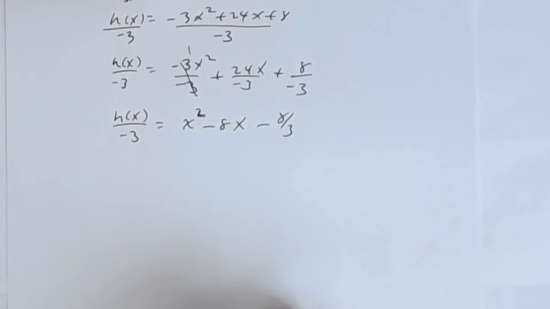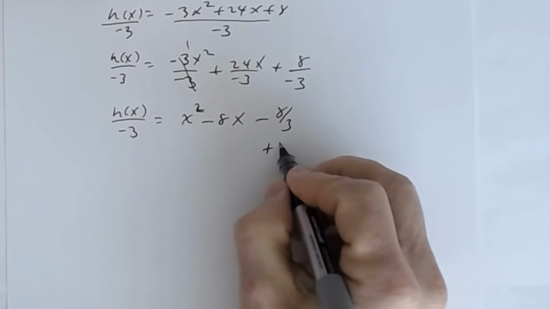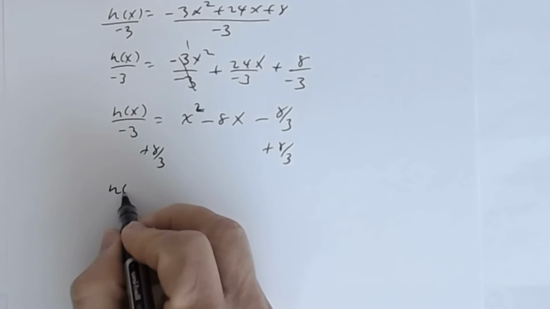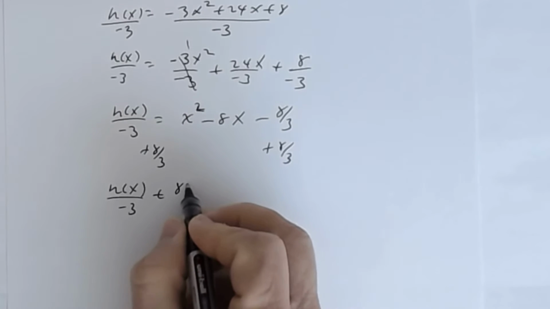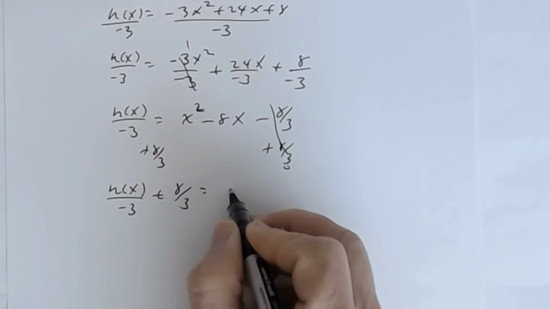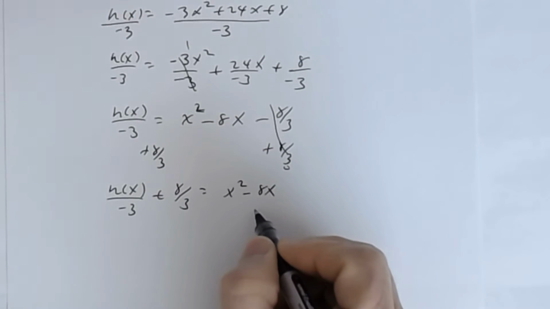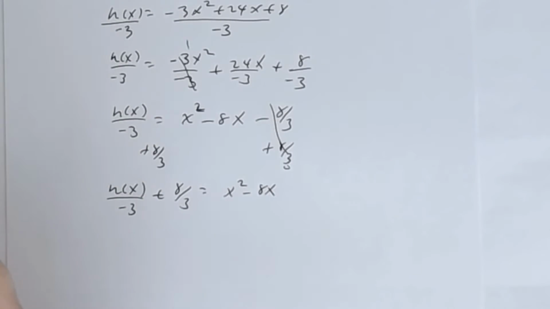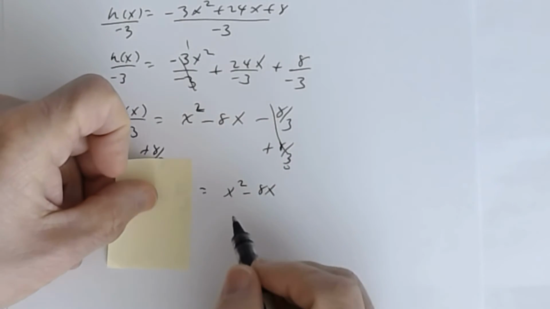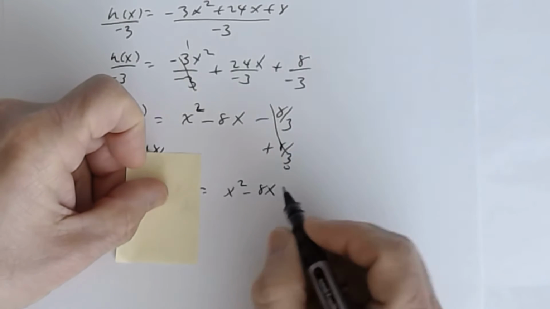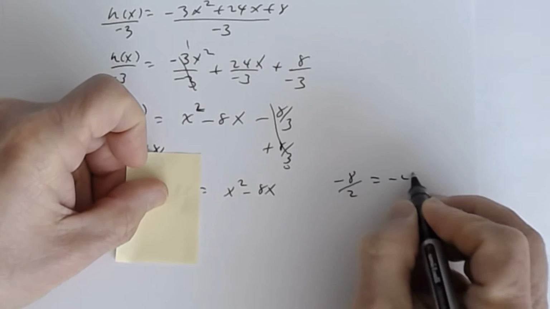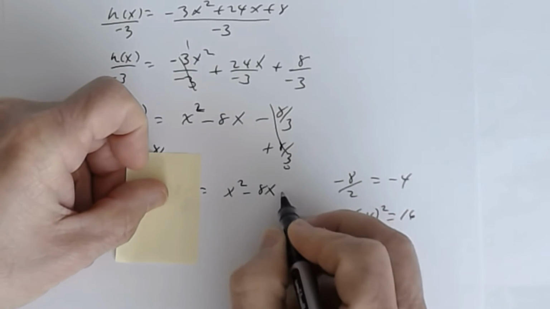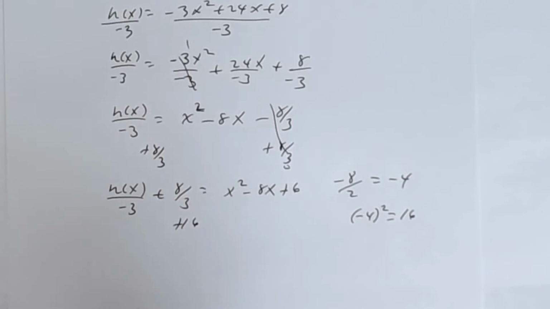Now I'm going to add 8/3 to both sides, so I bring the constant to the other side. So I get h of x divided by negative 3 plus 8/3 equals, this is 0, x squared minus 8x. Now I'm going to complete the square on the x's, so I'm going to cover this part up. I take half the coefficient of x. The coefficient of x is negative 8. Take half of it, you get negative 4. I'm now going to square negative 4 and I get a positive 16. So I'm going to add 16 to both sides.